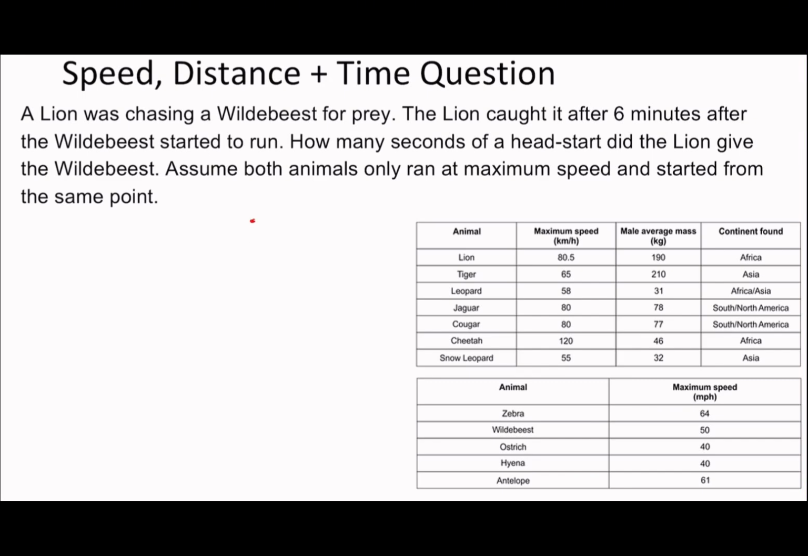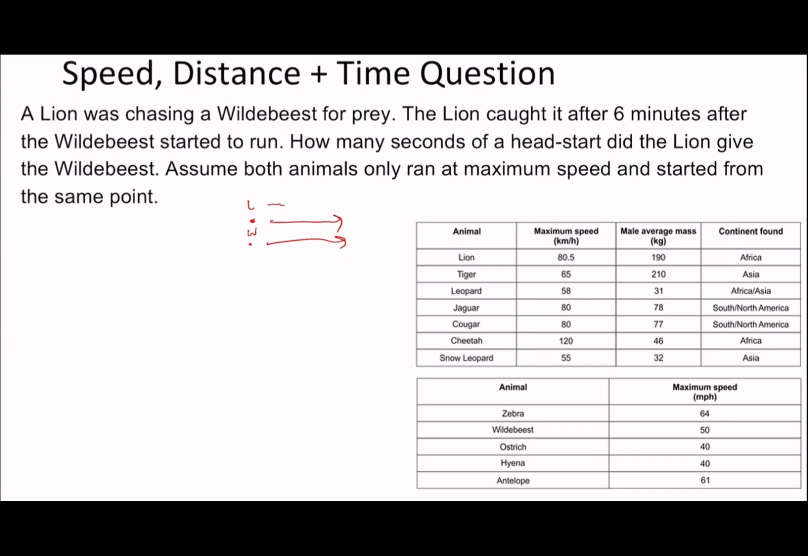So you've got two animals starting at the same point. Got the lion and the wildebeest, and then they both sprint. Lion catches the wildebeest, but of course the lion waits a couple of seconds before the minutes or whatever it is, before the wildebeest sets off. So the point is we have to try and find this out. So once again, if you guys would like to pause, see if you can use your speed, distance, time knowledge and figure out the answer here.